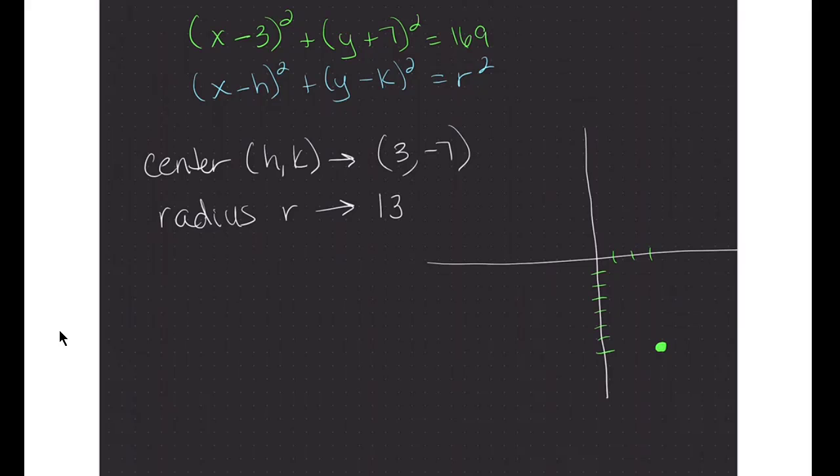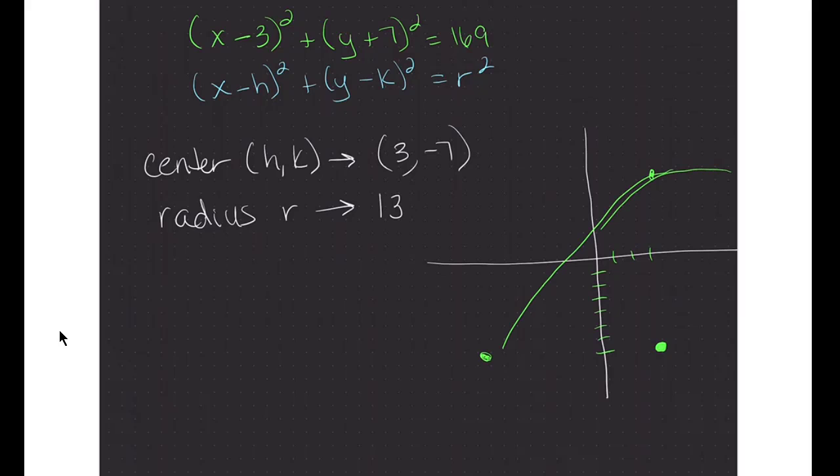So I think I'm going to run out of room, but I'm just going to count 13, right? 1, 2, 3, 4, 5, 6, 7, 8, 9, 10, 11, 12, 13. Then I'm going to count up 13. I'm going to count over 13. I'm going to count down 13. And then I can draw.